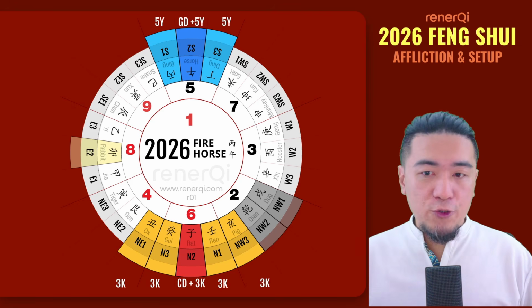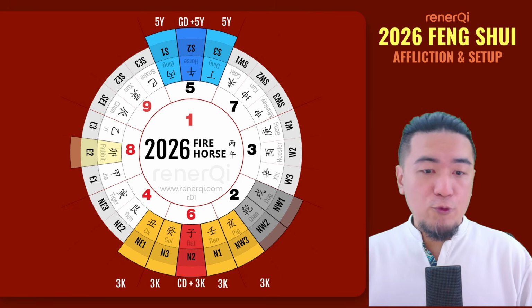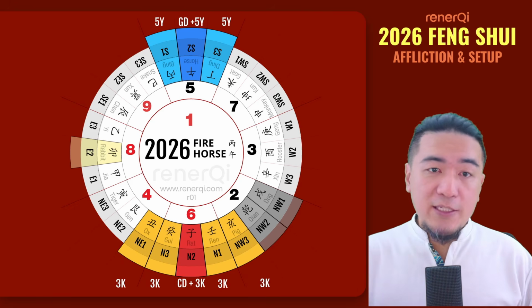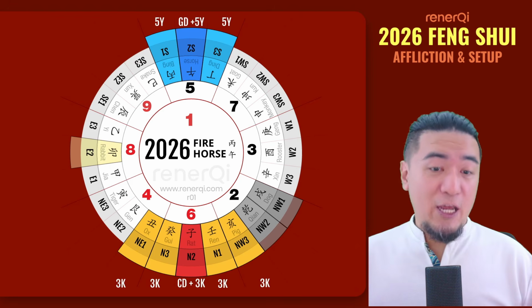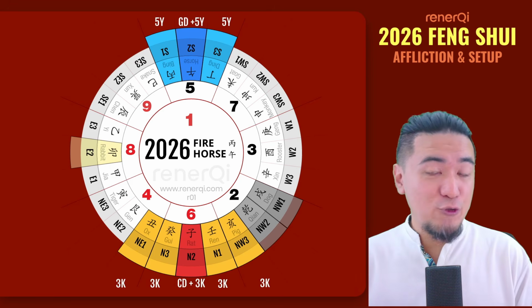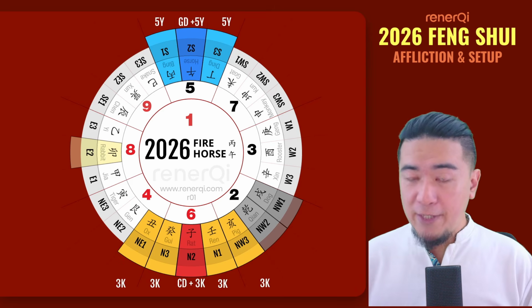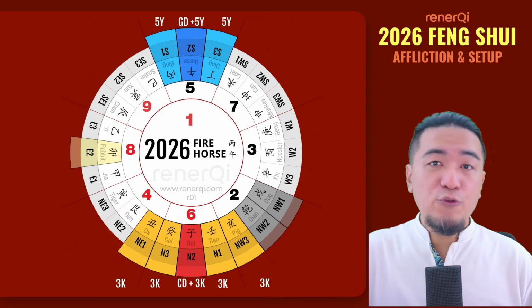I would suggest you all get ready with your floor plan, and then we will go through how you can identify the important sectors, the auspicious sectors and directions. Of course, we will also talk about the annual flying star feng shui, which will be the next video. But first, you need to get your foundation right, such as your own feng shui floor plan.